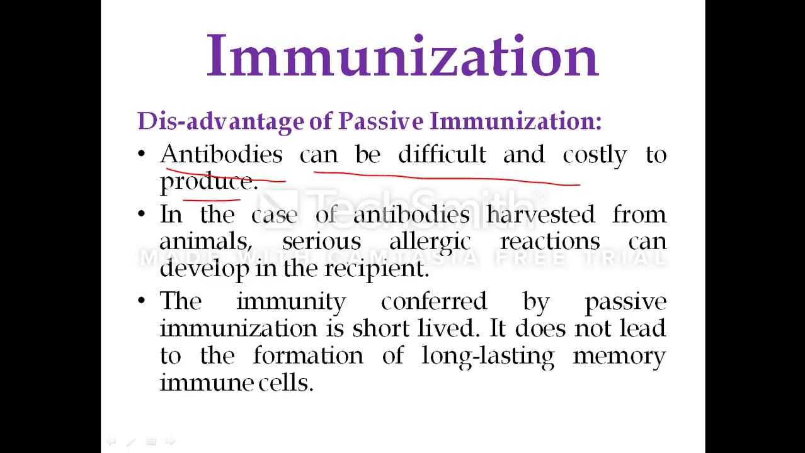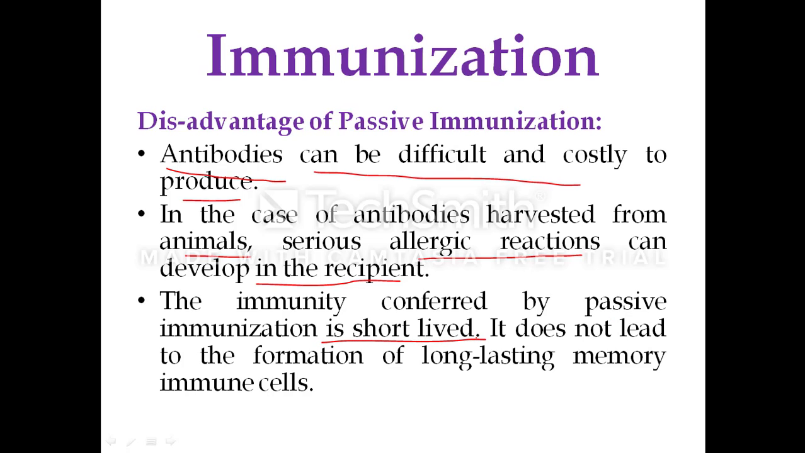In the case of antibodies harvested from animals, suppose you inject them into a human being. Serious allergic reactions can develop in the recipient. Soon after injecting these antibodies into the host organism or the infected individual, they may show allergic reactions, because the immunoglobulins raised in the animals may cause an allergic or hypersensitive reaction in the treated individual. The immunity conferred by passive immunization is short lived.